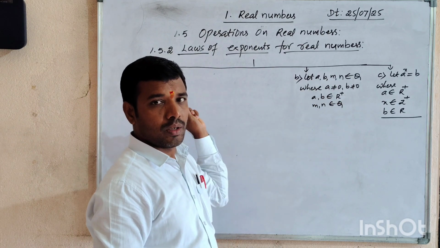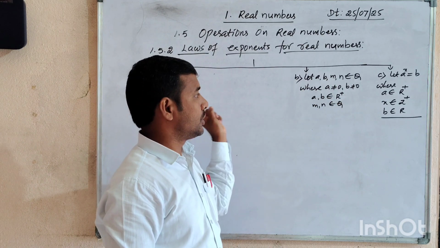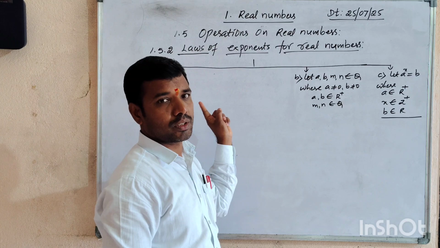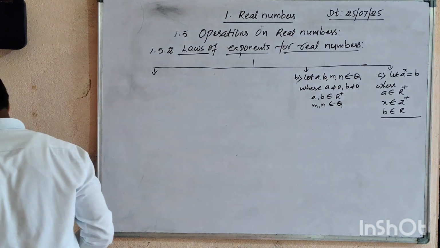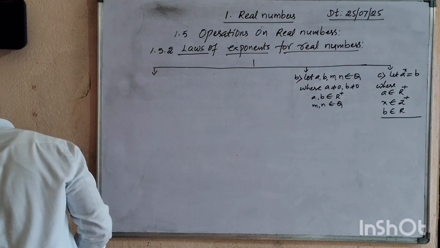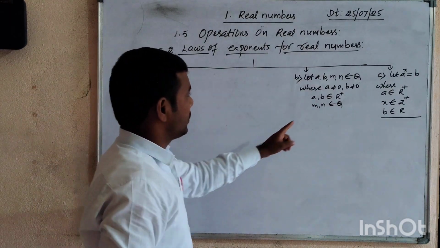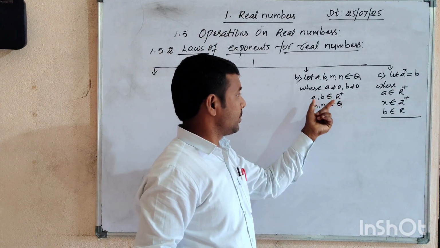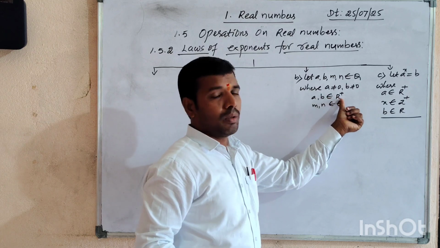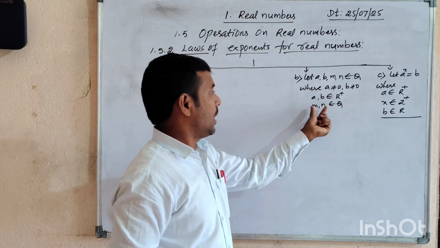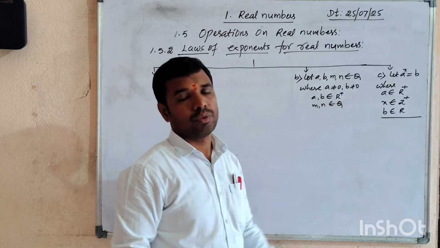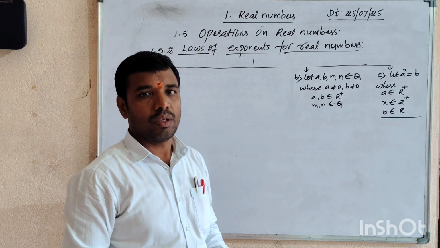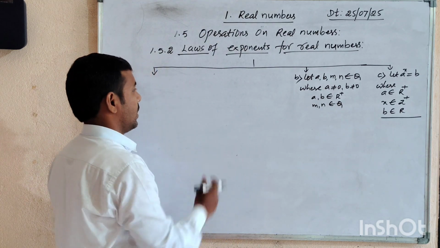Positive integers. Yes, positive integers only. Earlier a, b are positive integers, but here a, b are positive real numbers, and here m and n belong to rational numbers. Let us see.